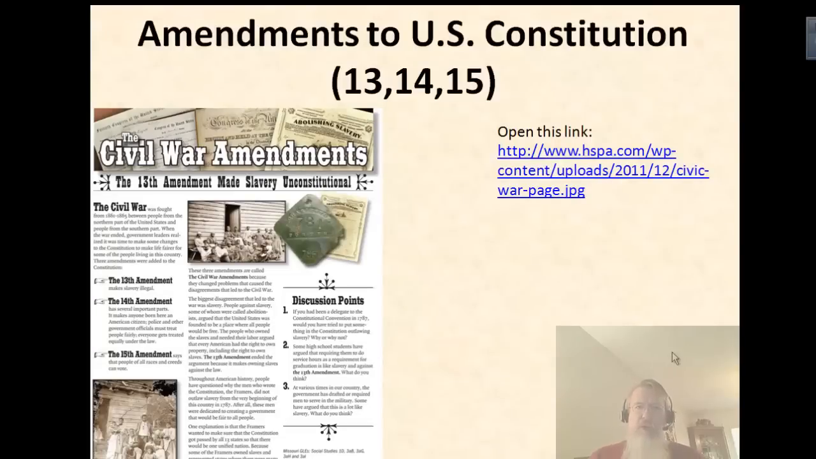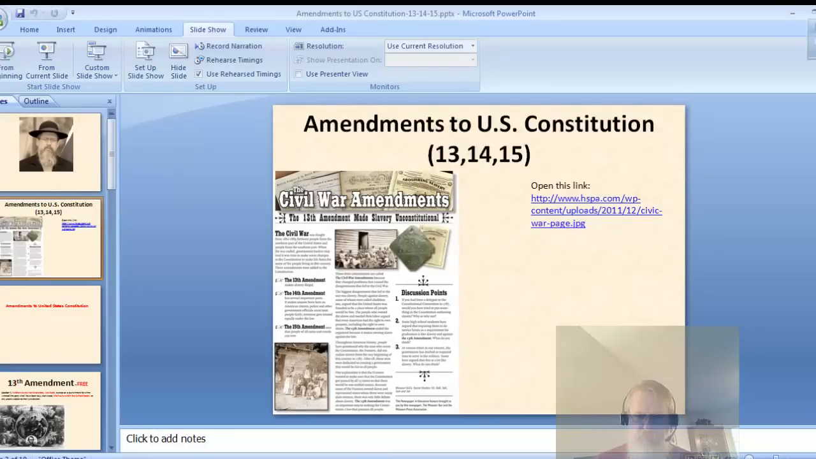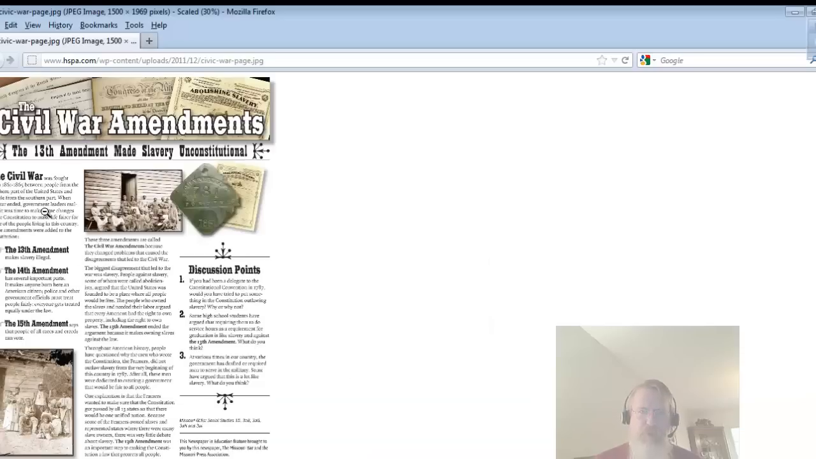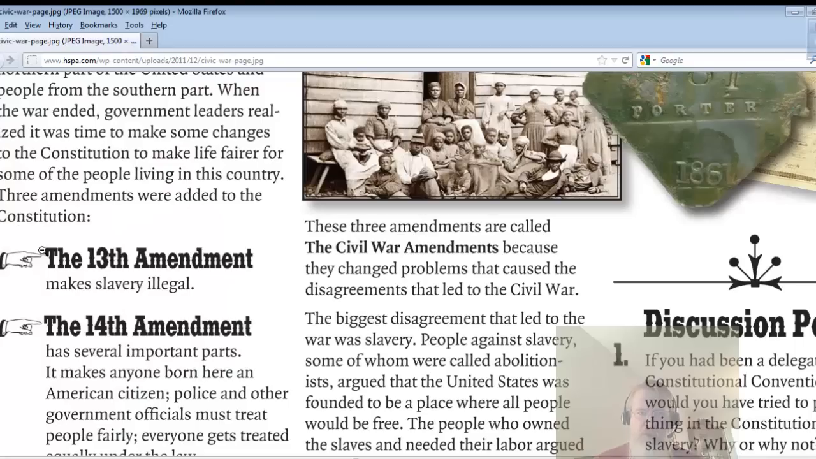And that is the amendments to the U.S. Constitution, the 13th, 14th, and 15th Amendments connected to the Reconstruction Unit. So let's jump out of the PowerPoint and go to a website. And here we are, the same slide you just saw. This is the website where it came from.